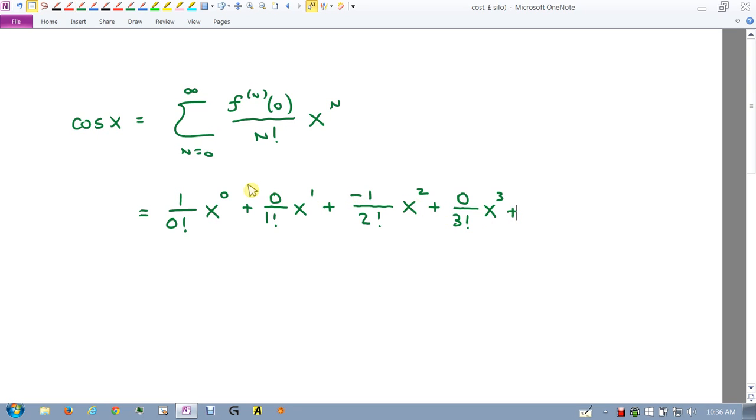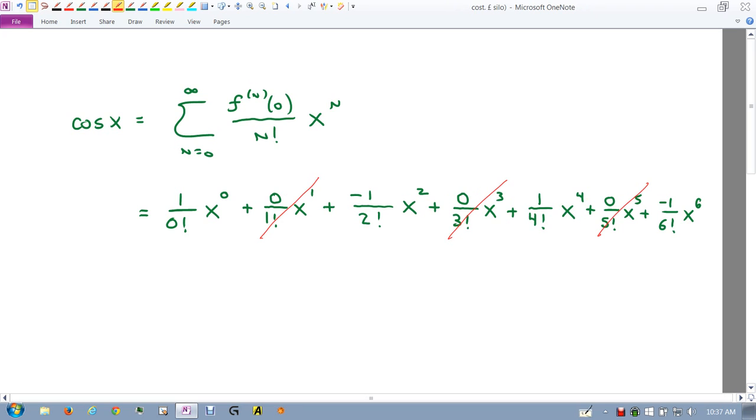If you look at the tops, here's our pattern. We got 1, 0, -1, 0, so now it's going to repeat itself. So 1 over 4 factorial x to the 4th. Next one, 0 over 5 factorial x to the 5th. Next one, -1 over 6 factorial x to the 6th. And we could keep going, couldn't we? Yes? Now, I'm going to cancel out the ones that are going to be zeros. This is gone, and this is gone, and this is gone, right?